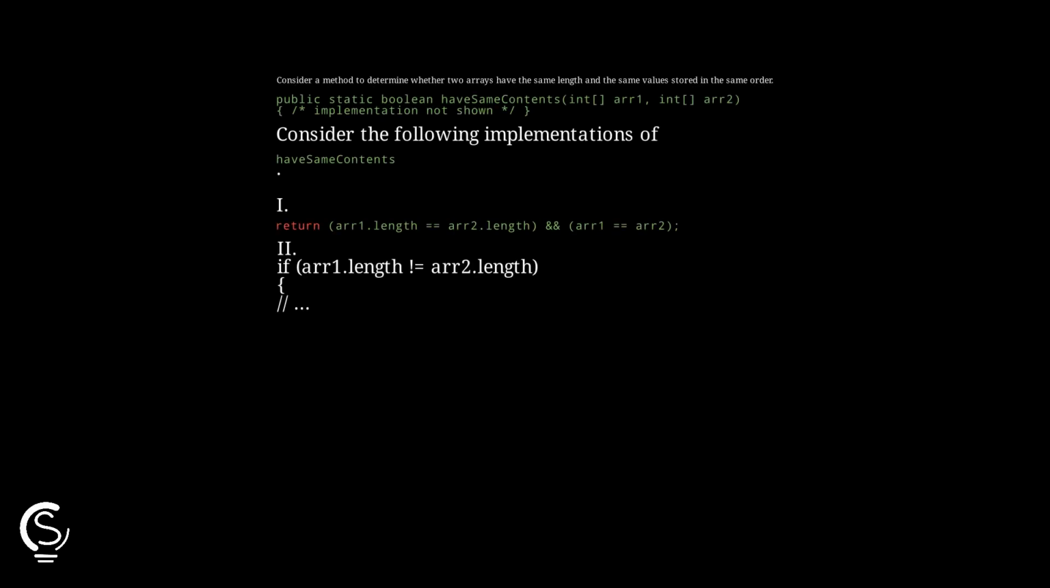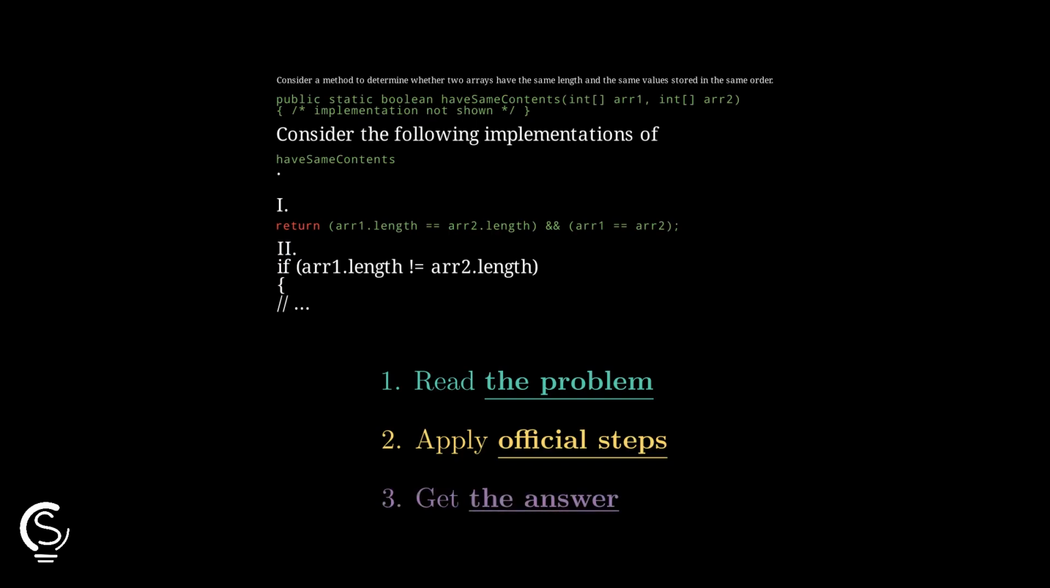Comparing two arrays for identical contents requires checking every element. Let's evaluate 3 Java implementations to find the one that actually works.